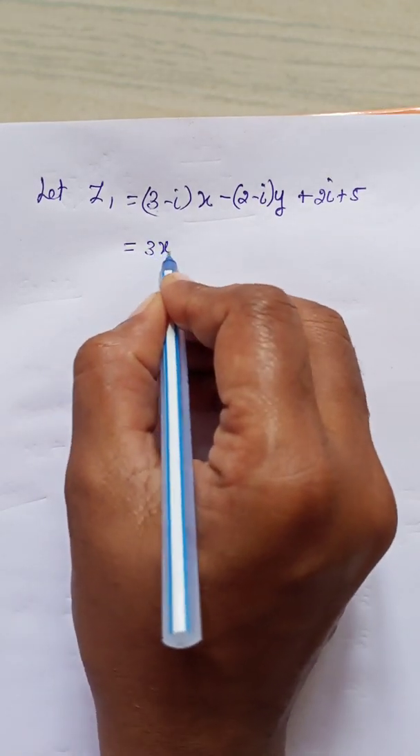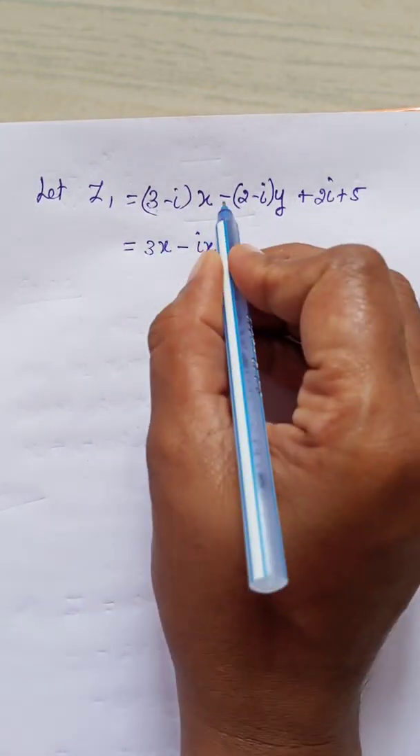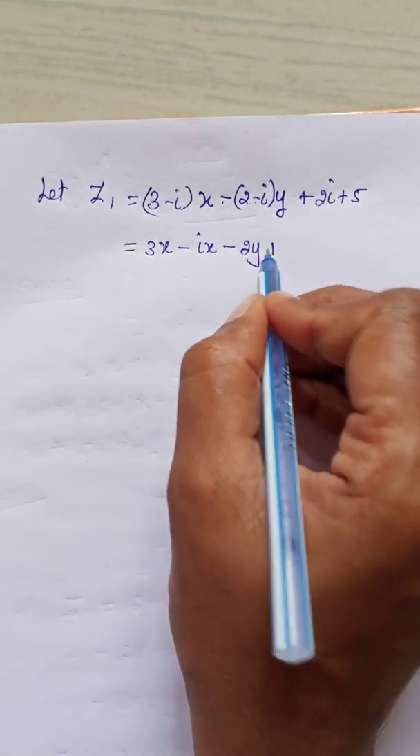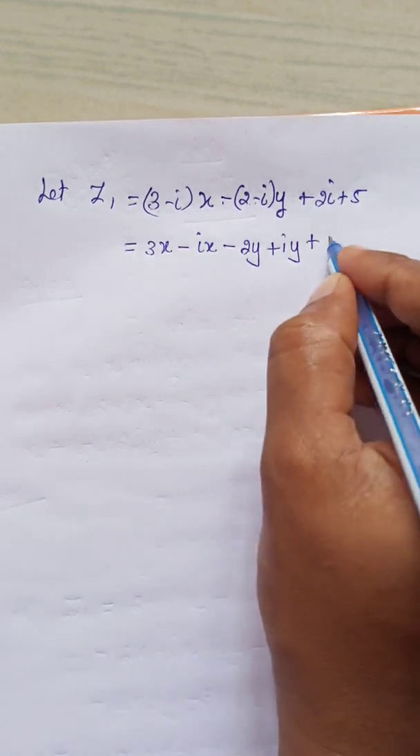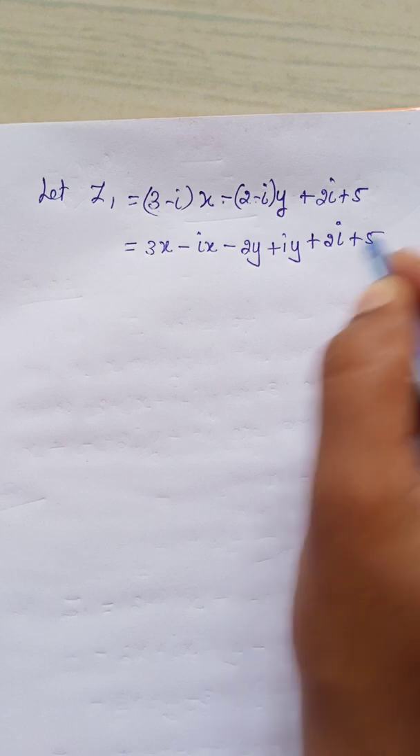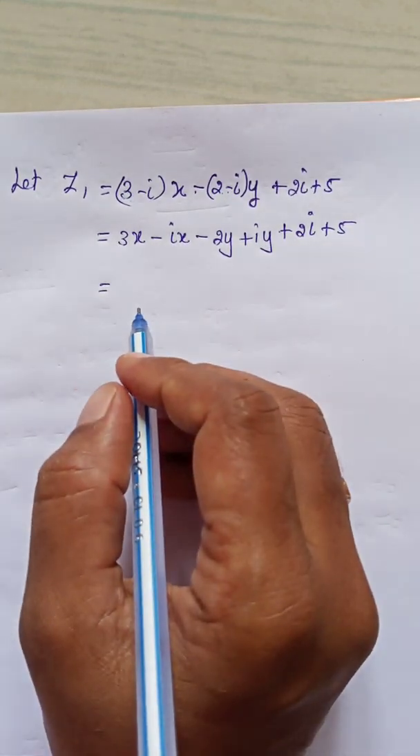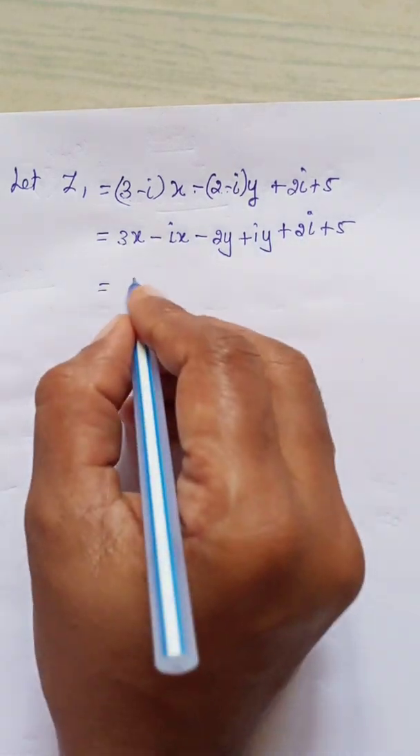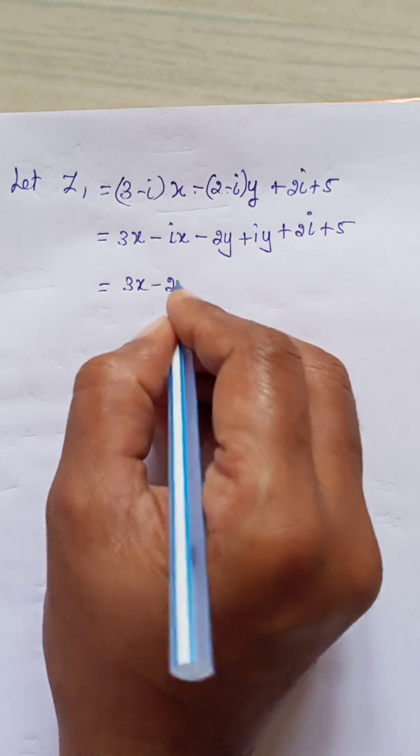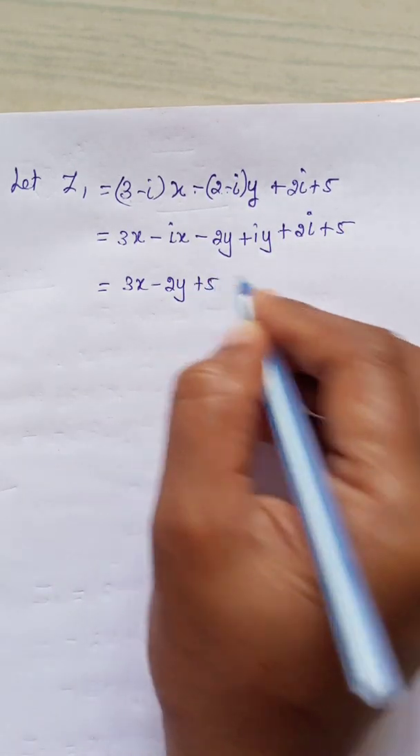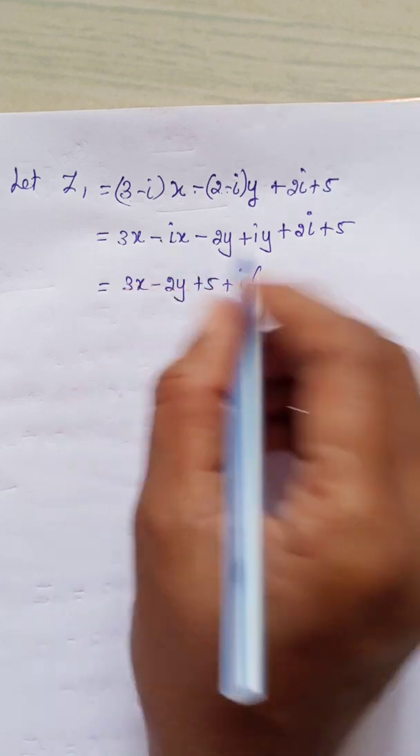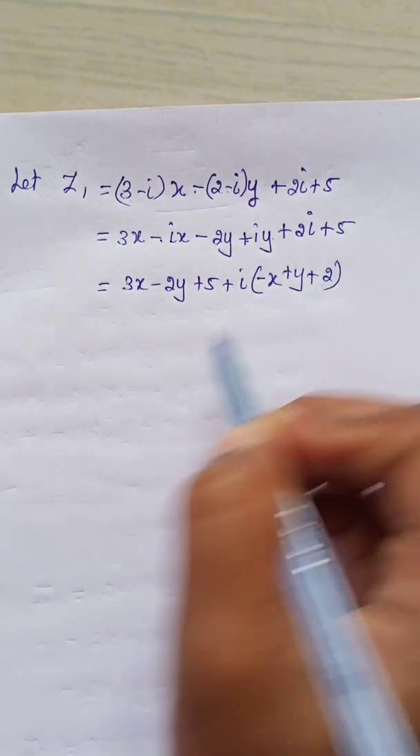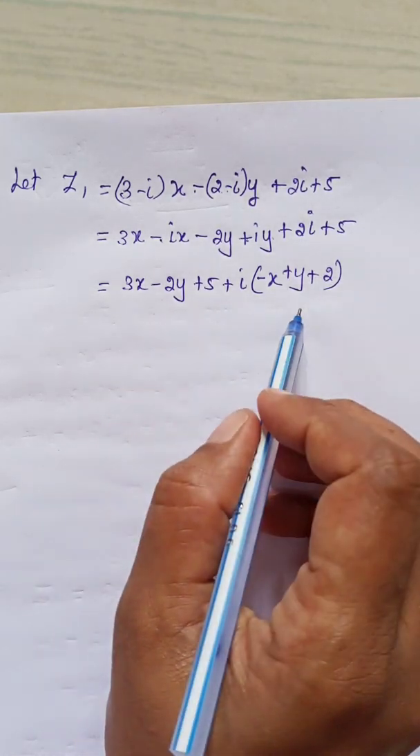That is 3x minus i into x. Here minus 2 into y. So minus 2y, minus i into minus, plus iy plus 2i plus 5. Now we have to separate the real part. Real part means without the i term, isn't it? This is 3x minus 2y plus 5, plus i into, here we have minus x plus y plus 2. So this is the first term.